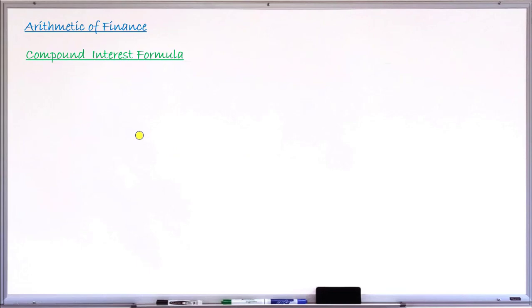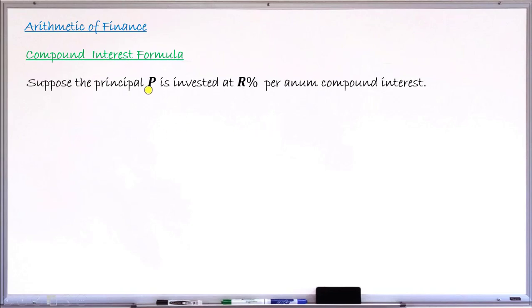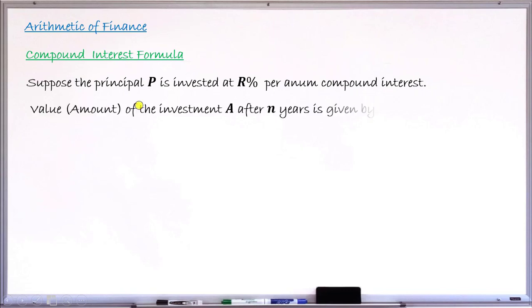So to begin the lesson, let's see the formula that we're going to use to calculate the compound interest. It says, suppose the principal P, that is the amount of money invested or borrowed, at R% per annum, and under this type of interest, compound interest, not simple interest. Then the amount of the investment, that is the value of the investment A, after n years, is given by this formula.